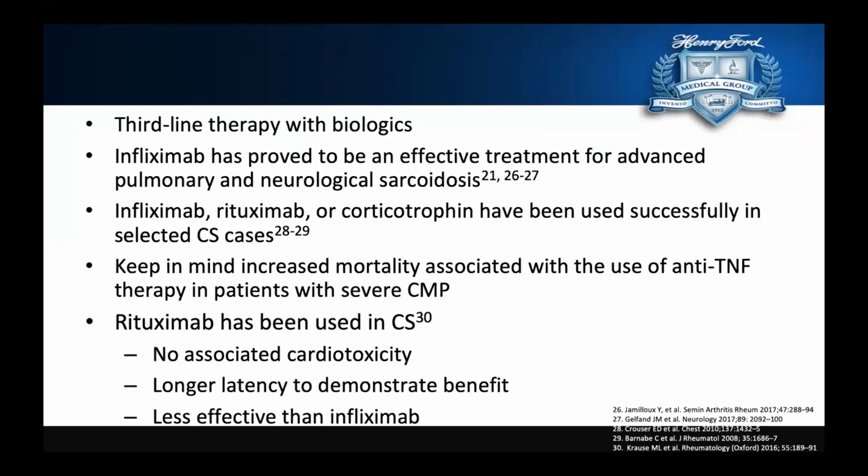Third-line therapy is usually with biologics, and I won't go into too much detail, but infliximab has proved to be an effective treatment. There's other agents like rituximab and corticotrophin. There is some increased mortality associated with the use of anti-TNF inhibitors in patients with severe cardiomyopathy. Rituximab has also been used in cardiac sarcoid, also in pulmonary and ocular sarcoidosis. And compared with other agents, there's no associated cardiotoxicity. There's a longer latency to demonstrate benefit, and it is less effective than infliximab.